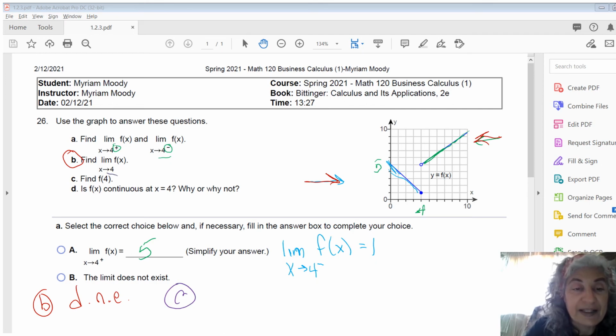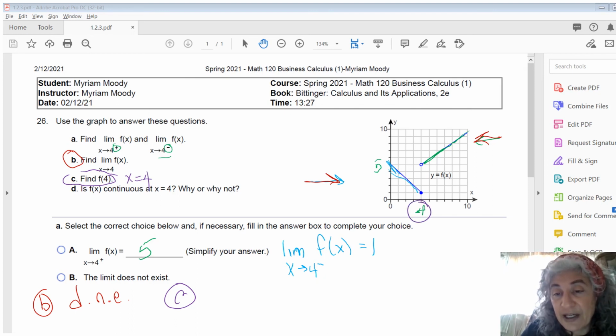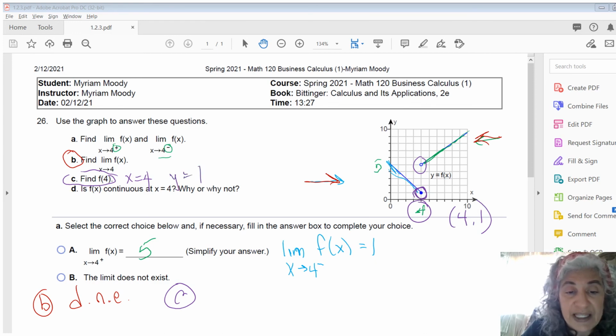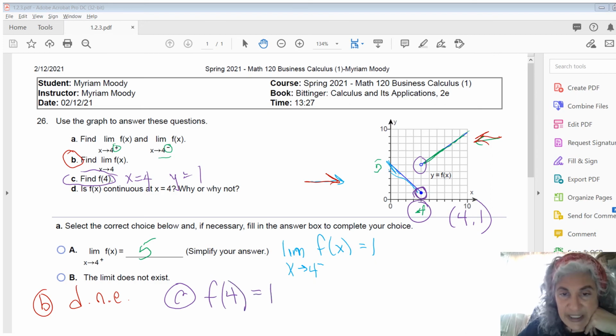Part C is actually asking me to find f of 4. In other words, when x is equal to 4, what is y equal to? Well, if you notice at the 4 here, I have got this dot and I've got this dot. Now, do I look at both of them or only one of them? Good, you're only going to look at one of them. You're only going to look at the solid dot because the solid dot is where x actually is equaling 4. And that solid dot is the point 4, 1. So when x equals 4, y is equal to 1, which means in this particular case, f of 4 would equal 1. Good? Does that make sense?